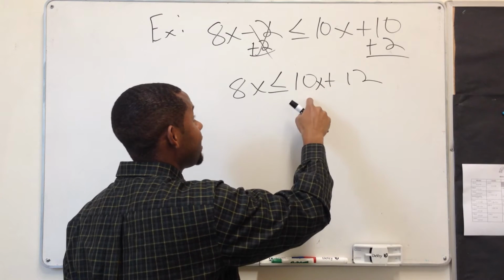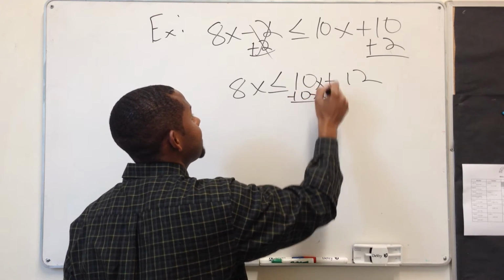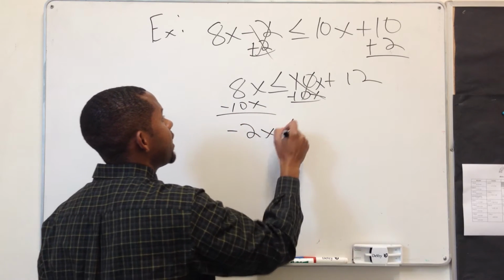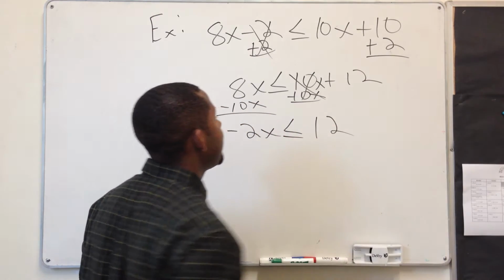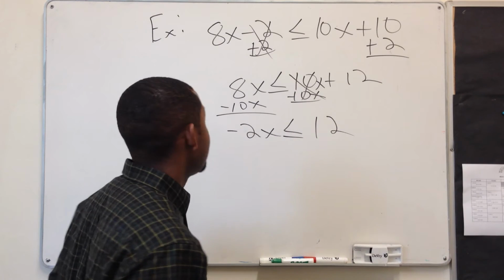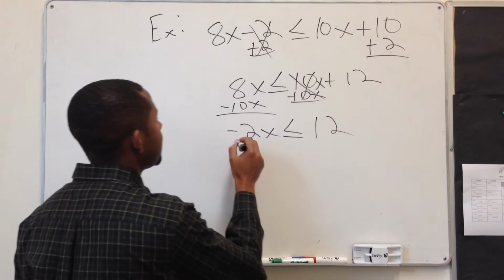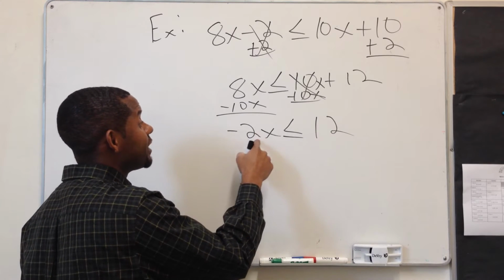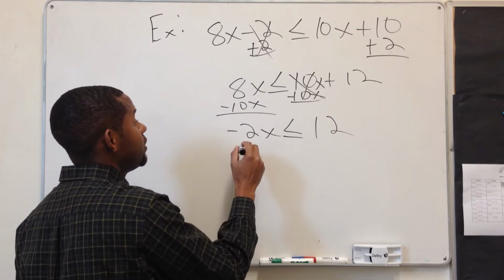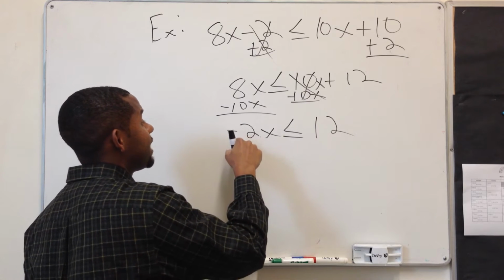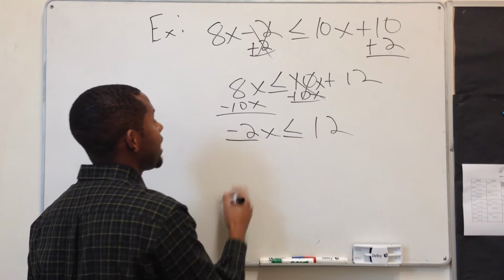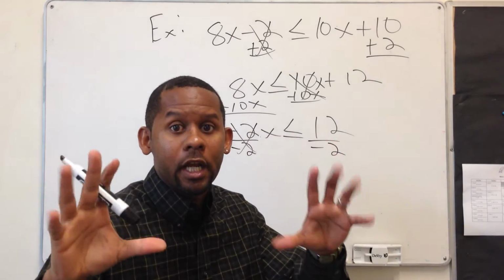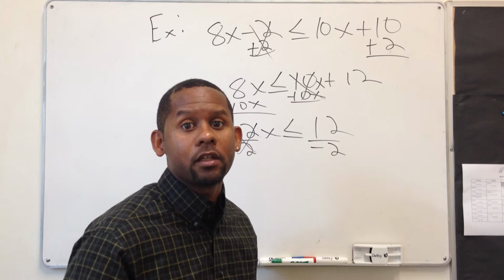Again, don't want my variables on the right, so I want this to be a 0. I don't want to divide by 10, I want this to be a 0. So I want to take 10x's away, minus 10x's, I end up with negative 2x less than or equal to 12. And here's that moment of truth. Now, I don't want to get rid of this, I don't want this to be a 0, I just want to get rid of the 2 on its own. So this is negative 2 times x, so I do the opposite and I divide by negative 2, divide by negative 2, and you're dividing by a negative on both sides.